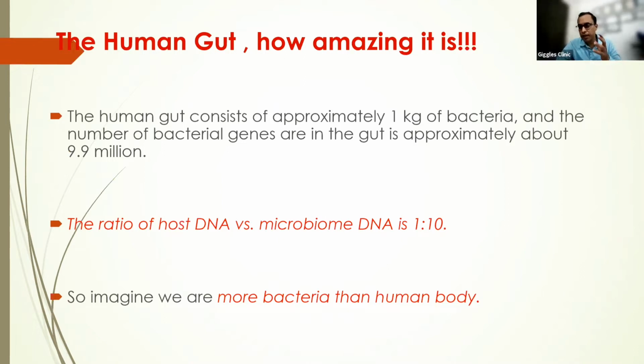You know, the weight of our DNA compared to the gut DNA. Gut DNA means the microbes which are present. Our DNA is just 1/10 of the microbe DNA. So it's just like we are more of a bacteria than the human body. So you would imagine that there are approximately 9.9 million different types of microbiota genes present.